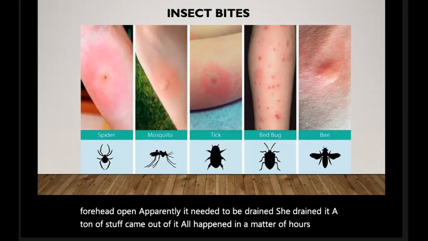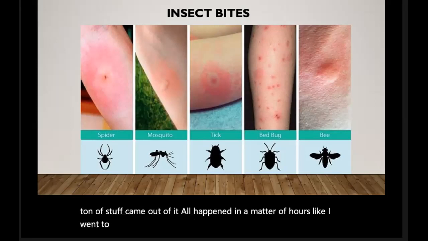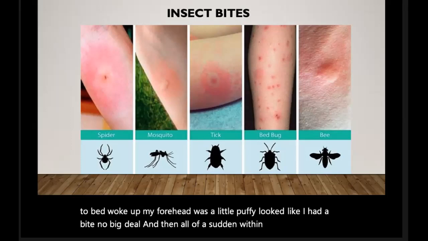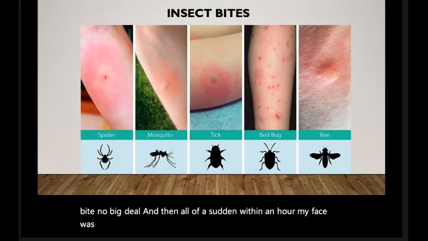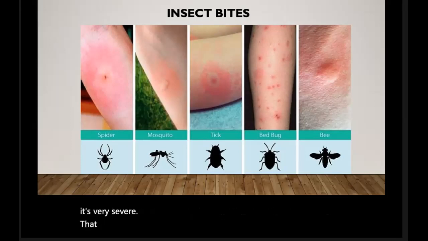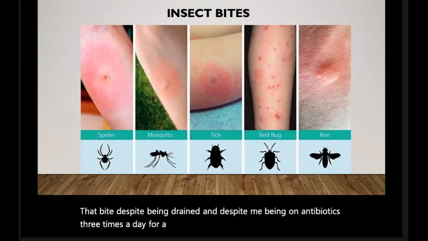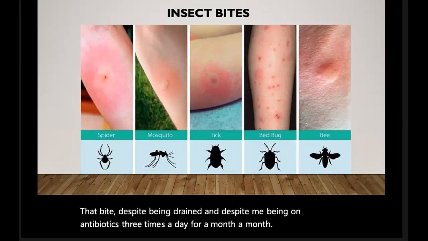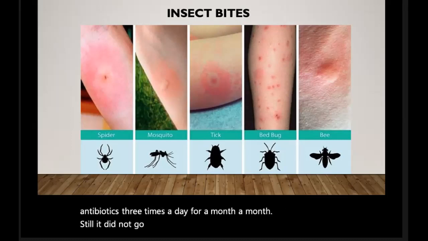I went to bed, woke up, my forehead was a little puffy, looked like I had a bite, no big deal. And then within an hour, my face was really swollen, and I thought, I need to deal with this. The reaction to these things happens very quickly and it's very severe. That bite, despite being drained and despite me being on antibiotics 3 times a day for a month, still did not go down. The swelling in my face did not go down for a month.